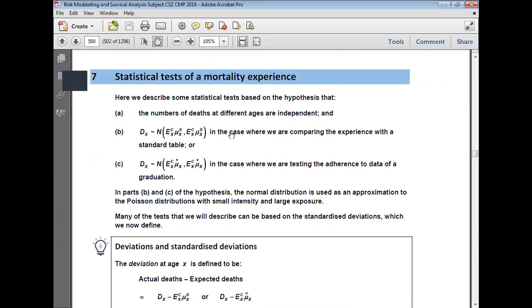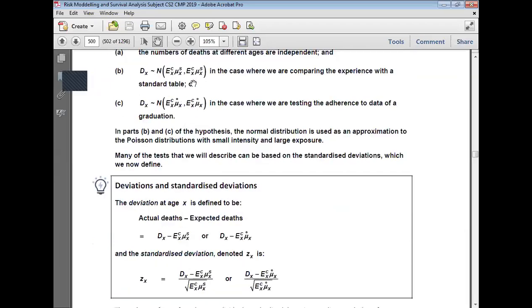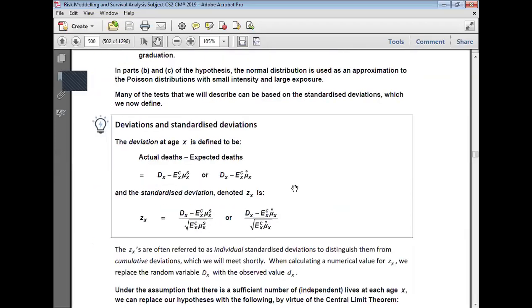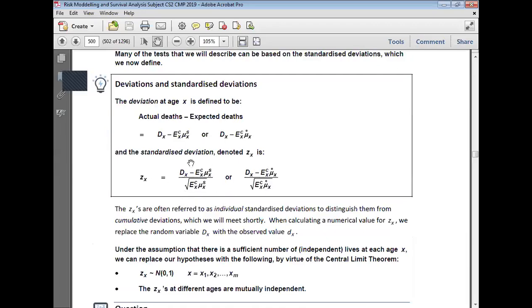If someone would like to revise it again, you can go through those pages, but I'm going to skip all of those. We will directly see the kind of tests we can use to check whether the mortality table is consistent with the crude estimates we have, or with the graduated rates we have. Here they have written the distribution of these two cases, and these are the standardized deviations.